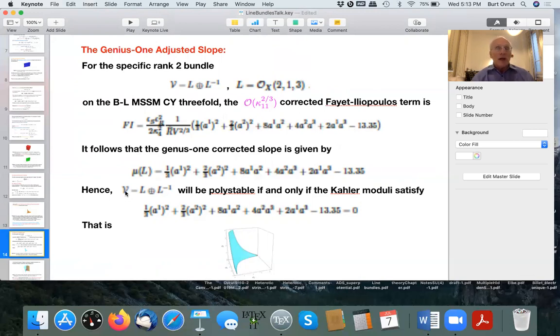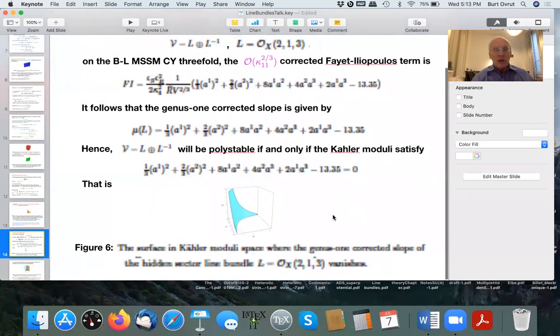And we're looking at a bundle that is a Whitney sum of L plus L inverse, and that will be polystable and satisfy the Hermitian-Yang-Mills equations if and only if the genus 1 corrected slope of this vanishes, and therefore this particular guy has to vanish. So we look in Kähler moduli space in a1, a2, and a3 for the surface in which we find that the slope vanishes, and hence that L plus L minus 1 is polystable, and hence this thing satisfies the Hermitian-Yang-Mills equations. So there it is.